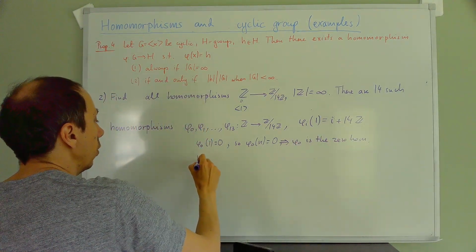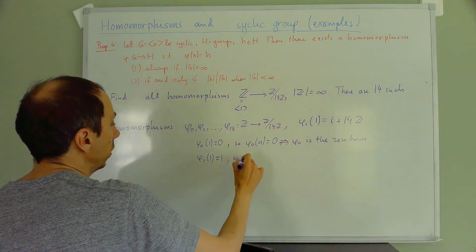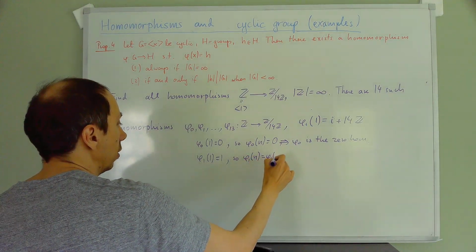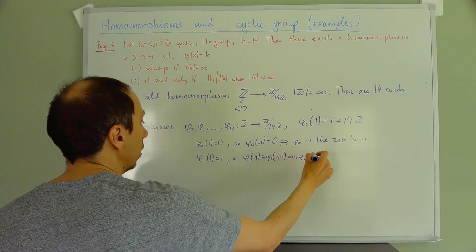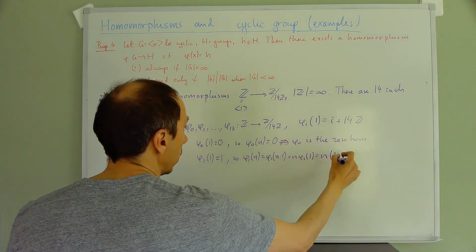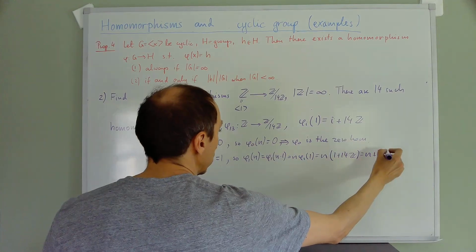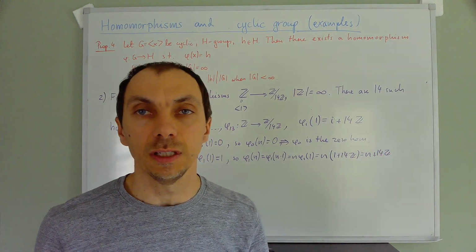How about phi 1? Well, phi 1 sends 1 to 1. So where does it send any element? Again, that's phi 1 of n times 1. So that's n phi 1 of 1. That's n times 1 plus 14Z. So that's n plus 14Z. So you see phi 1 sends n to n plus 14Z.